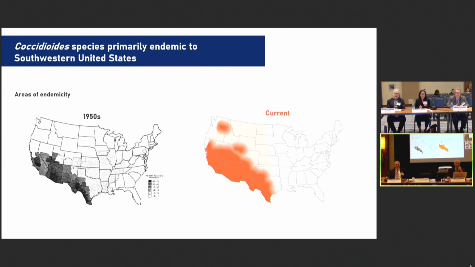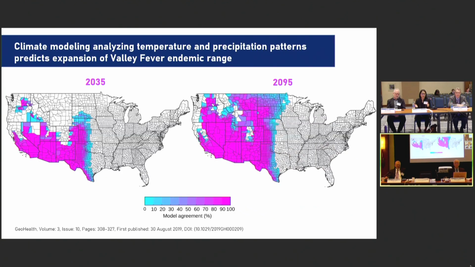And so if we're able to look at these areas of endemicity and map them on, and this is looking at skin testing data, case data, soil sampling, you can see these areas of endemicity, what was projected in the 1950s, and then currently, it's predominantly in the southwestern United States with pockets as far north as Washington State. Next slide. But if we model this out, and we use climate projections from the years 2035 and 2095, we see that this geographic range is expected to expand in the US.